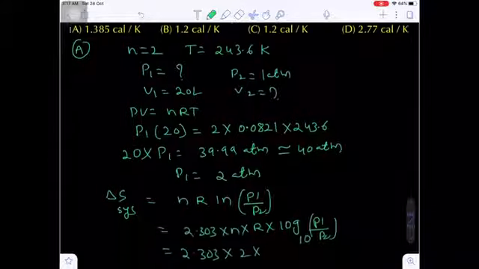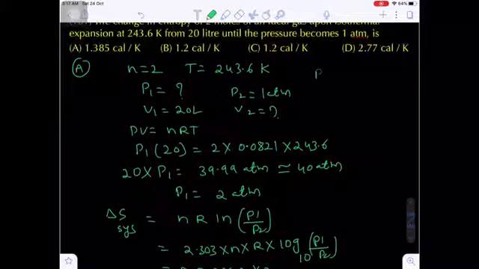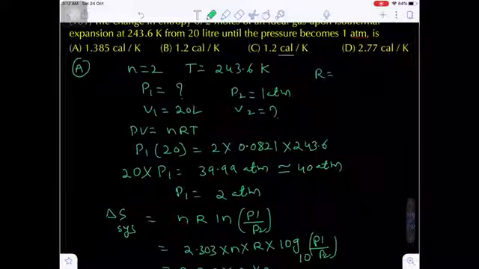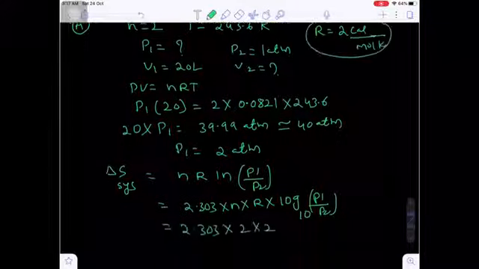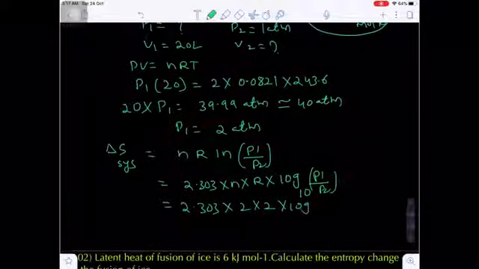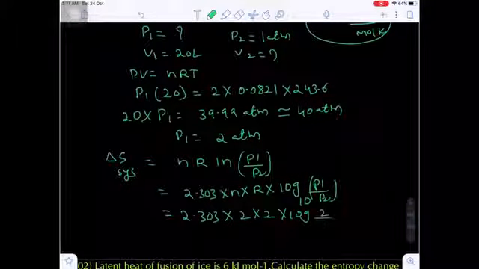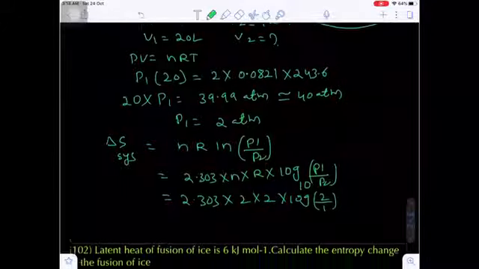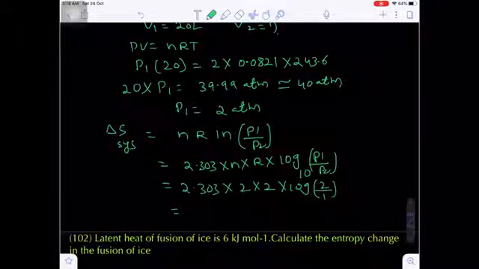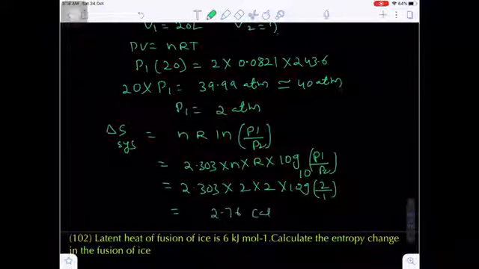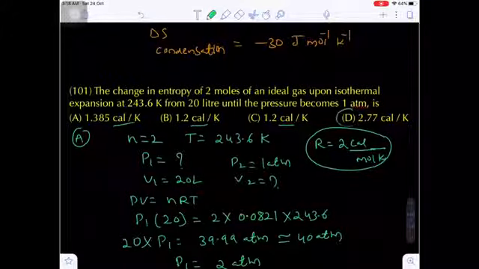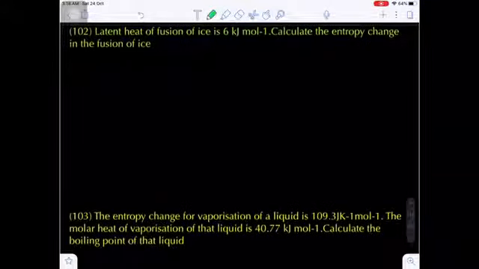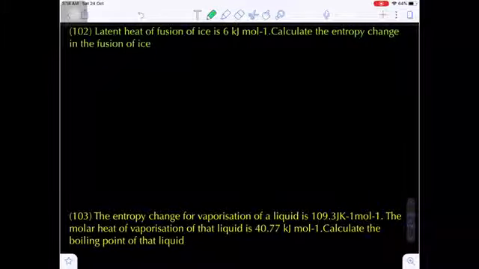R value in terms of calorie, so I have to take the R value 2, because in the question the given options are in terms of calories. So I am taking R value 2 calorie per mole per Kelvin, into logarithm of initial pressure 2 atm and final pressure 1 atm. After complete simplification you will get 2.76 calorie per Kelvin. 2.76 means D option.